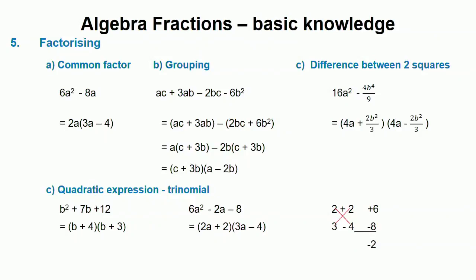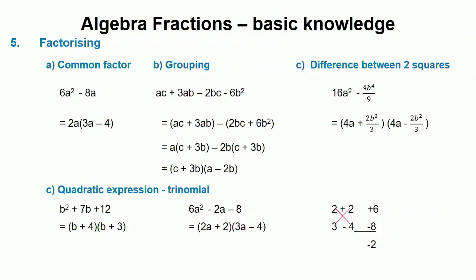Then we get to difference between two squares. You have to check whether each and every one is a square. 16 is a square, 16 is 4 squared, of course. 4 is a square, 4 is 2 squared. b to the 4 is a square, b squared times b squared is b to the 4. And 9 is a square. So I'm satisfied now. Both the first and the second term are all squares.